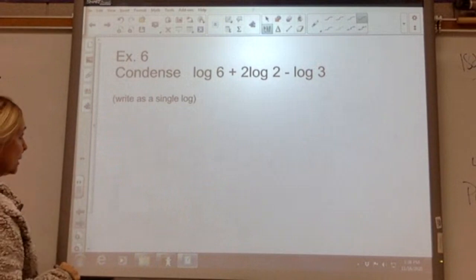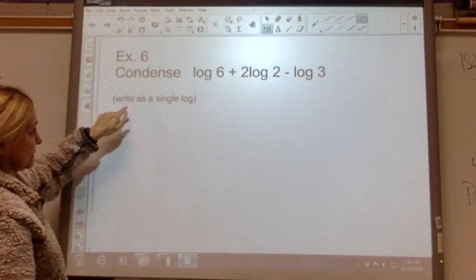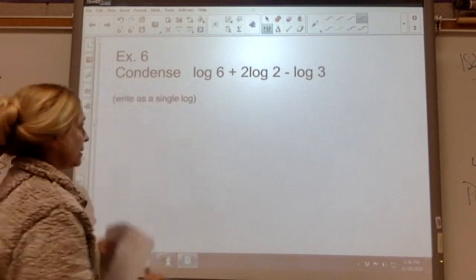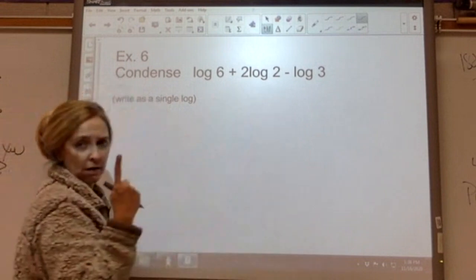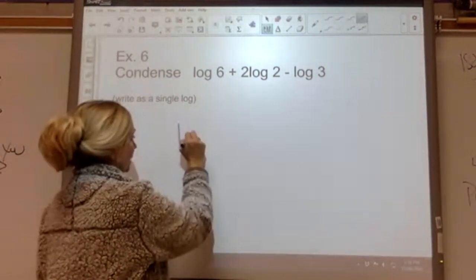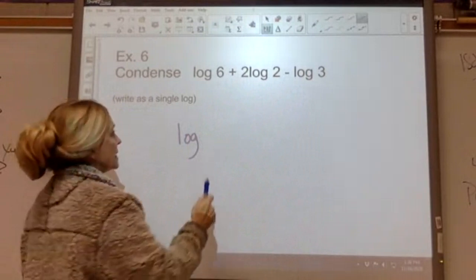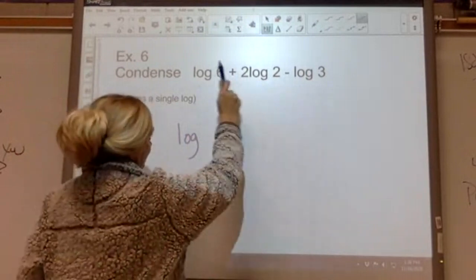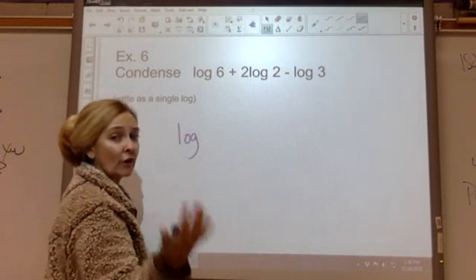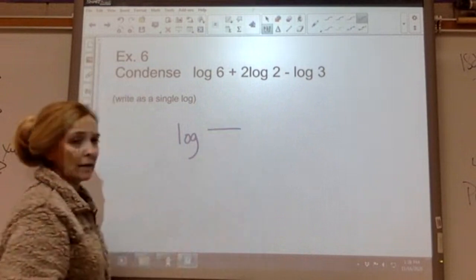Okay, now here the directions change and they say condense. This is the same thing as if it said, like in Pearson, write as a single logarithm. And that means when you're done, you're just going to have 1 log in your answer. So I look at all of this. I'm going to write log, and there's not a base, so it's understood to be 10. Now, when I look at this problem, I see addition and I see subtraction. The subtraction tells me I'm going to have a fraction, so I'm going to have division. So I'm going to put a fraction bar right here.